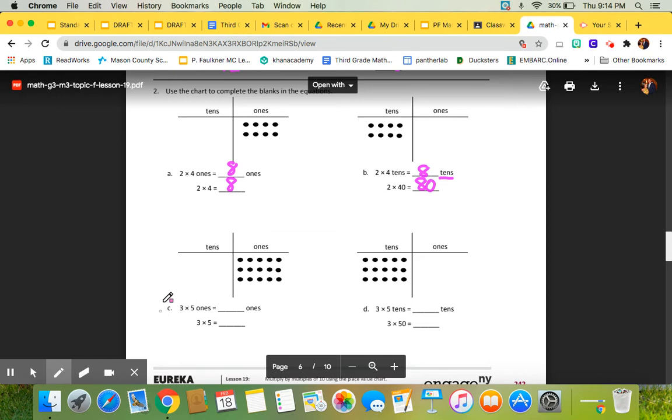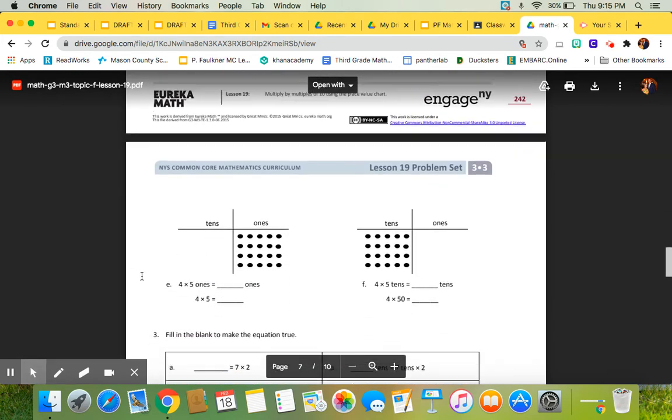Let's look down at C. 3 times 5 ones. So we have three rows of 5. That is 15 ones. So 3 times 5 is 15. Over here we have three rows of 5 tens. Well, 3 times 5 is still 15, but now it's 15 tens. And so now we're looking at 3 times 5 tens is 50. So 15 tens is 150. Wow, awesome. Nice work. Let's keep scrolling.